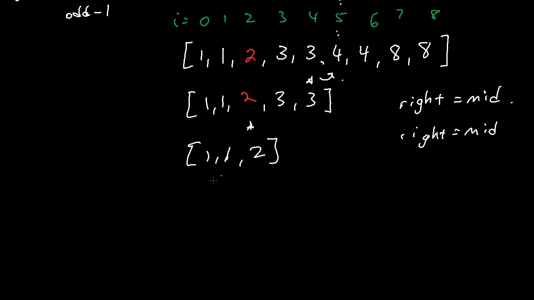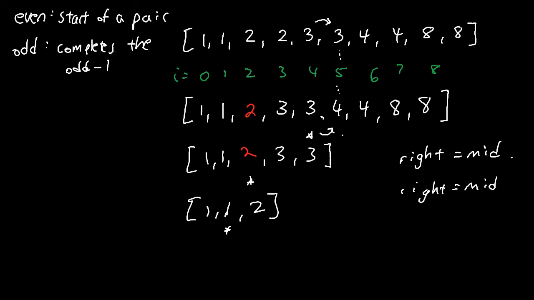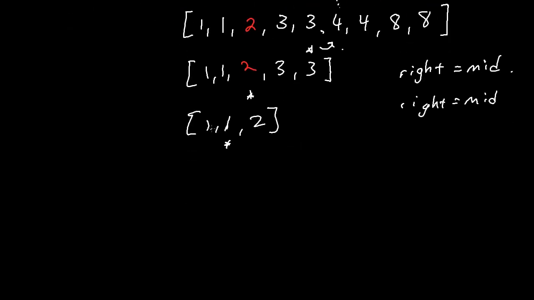Now we probe here, and this is an index of 1. So what do odd indexes tell us? They tell us that they should complete the odd minus 1, so they should be the same as the odd minus 1. So here, odd minus 1, they're both equal to 1. So this pair is complete.